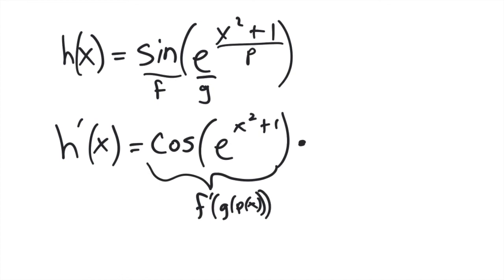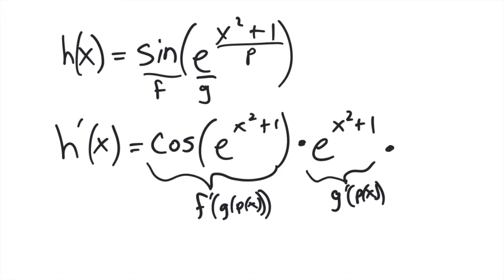Then we need g prime, which is the derivative of e, which is just e. E raised to the power of, and then copy and paste whatever was inside of there. This g prime right here is g prime of p of x, because e to the something is its own derivative. Now we still need to multiply by the innermost function, the p of x function. We need to multiply by the derivative of x squared plus 1. We need to have an extra 2x on the end.